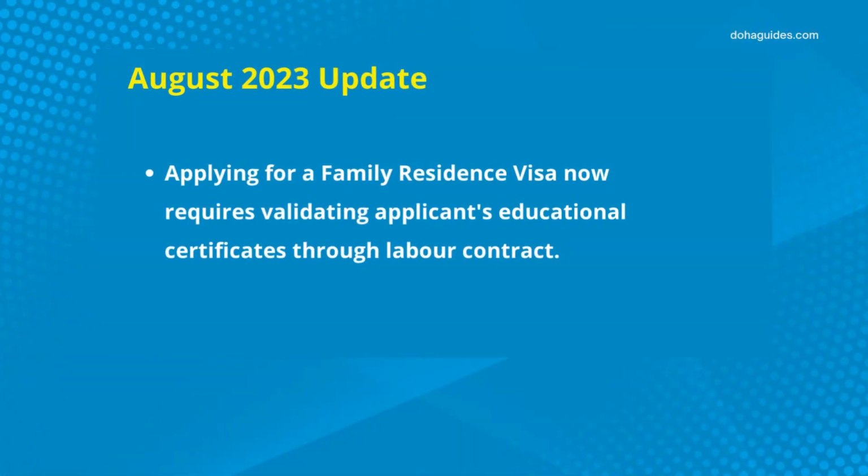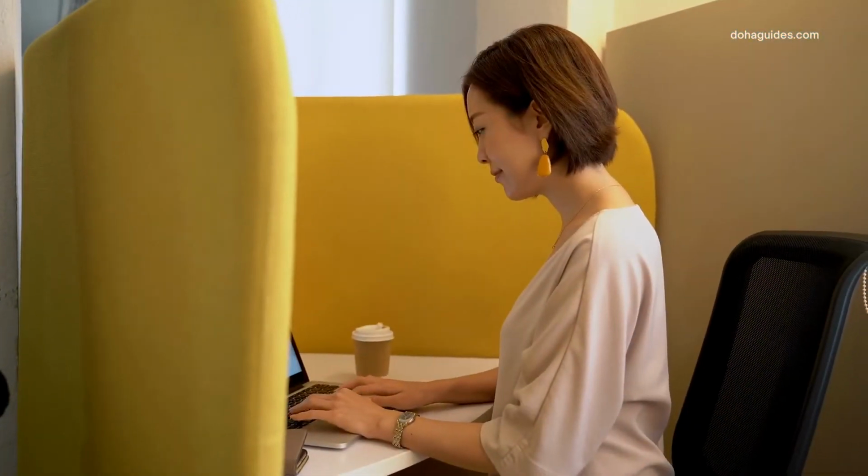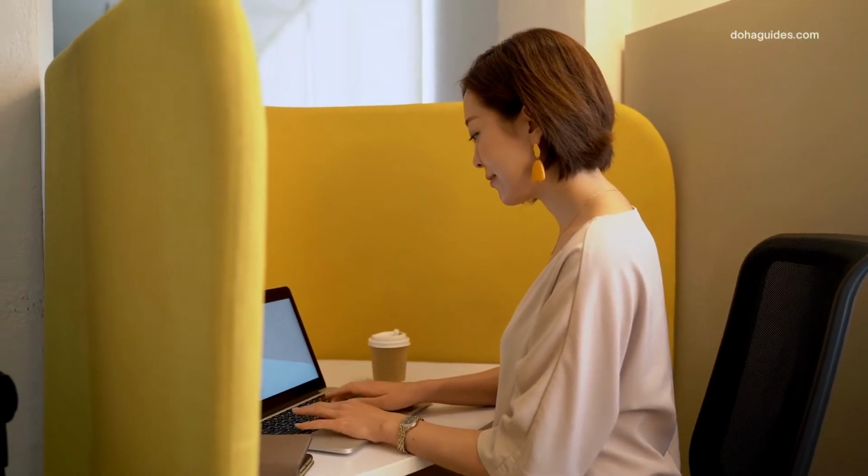Starting from August 2023, accessing the labor contract has become even more important, as applying for a family residence visa requires validating applicants' educational certificates through the labor contract. Now let's see how you can easily check your labor contract online.